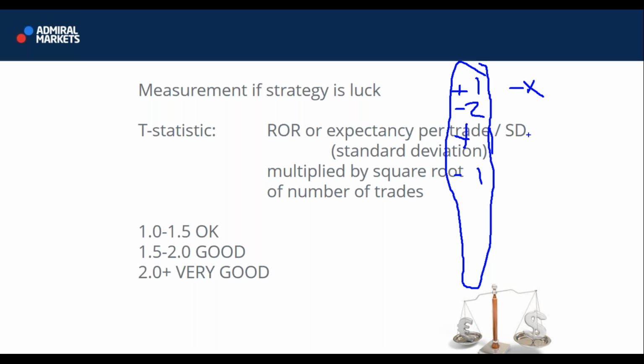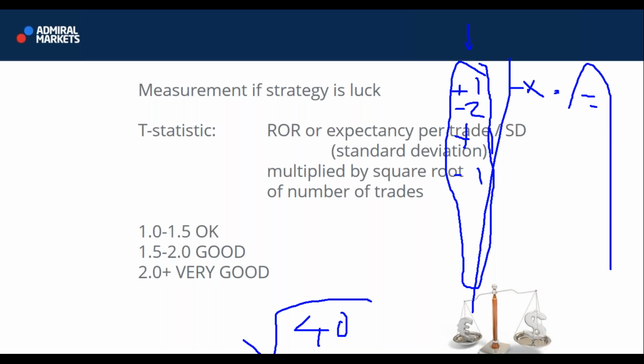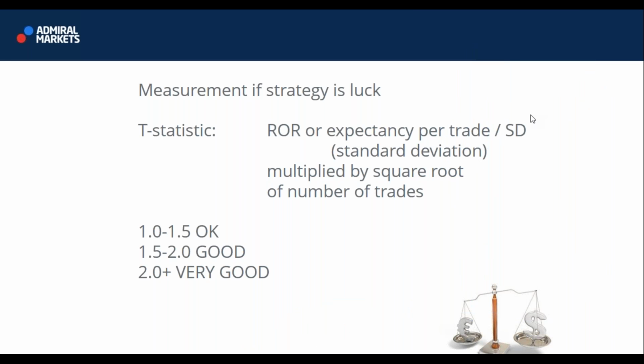And then you multiply it by the square root of the number of trades. So 40 and the square root of that. So the expectation divided by the standard deviation is a number. I think you calculate all of that and then multiply it by the square root of that. So anyhow, best is to research that. When you Google T statistic, this should be the formula.